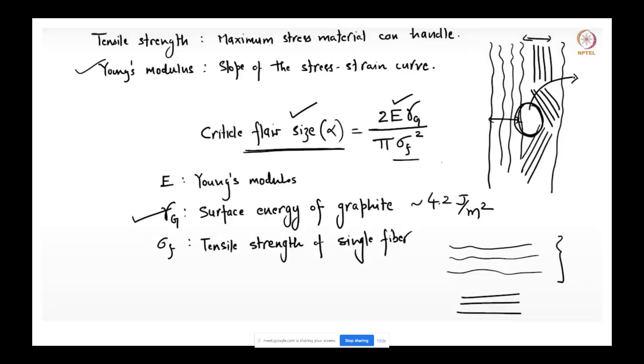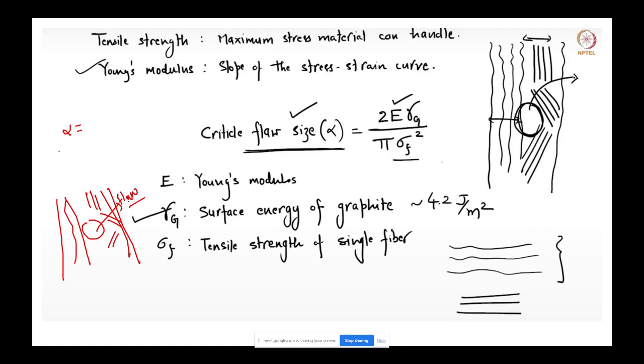Now let's talk about the critical flaw size, which is given by alpha. Let's say you have this carbon fiber, and you have a flaw in between. So this is your flaw. As you all know, if you have some defects or flaws, it will affect the properties of your material or the carbon fibers.